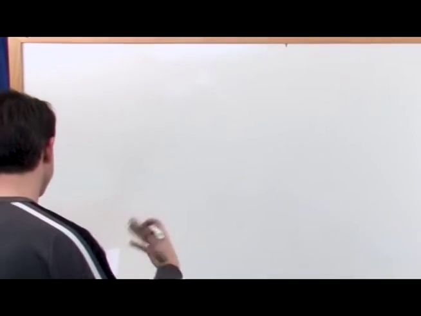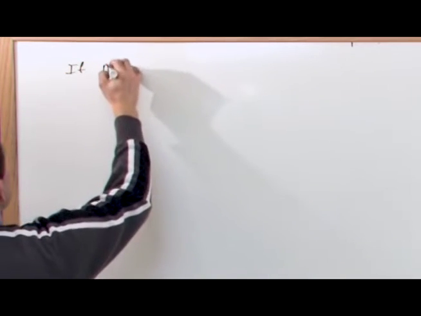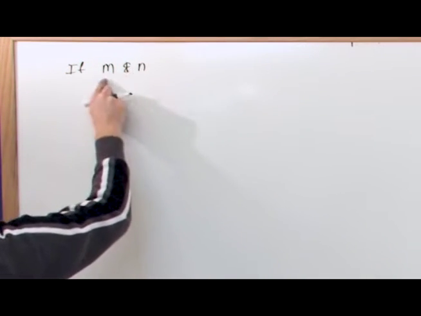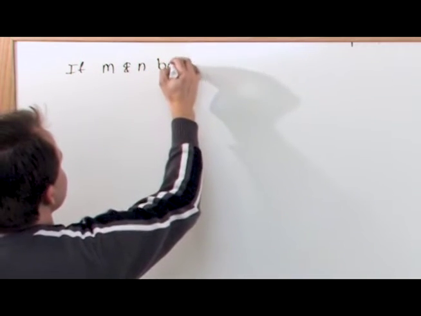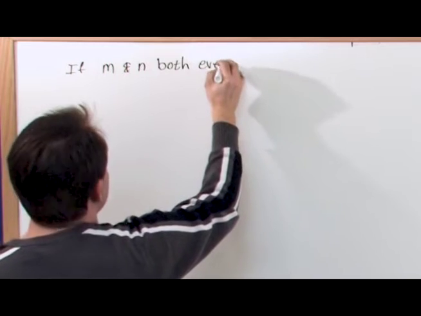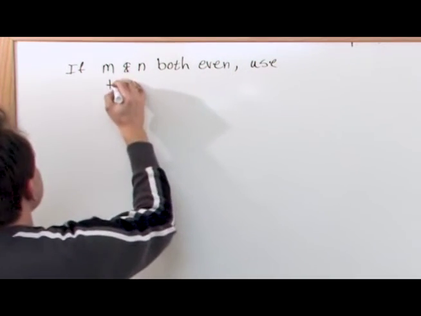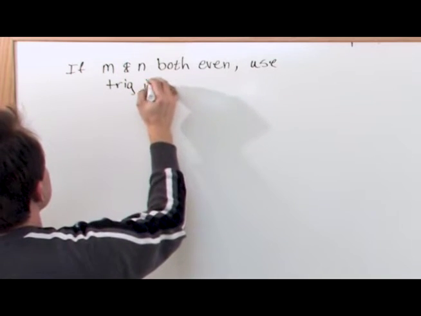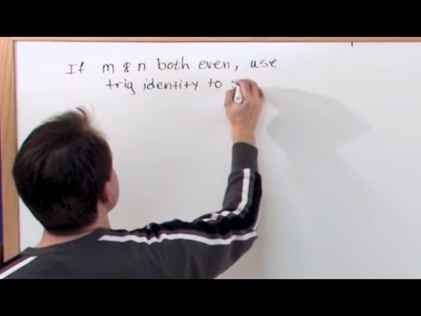So here is some guidance. You can't really make these cookie cutter. I'm trying to give you some hints, okay? If m and n, which remember are the exponents in the sine cosine integral, are both even, then you use the trig identity to simplify.